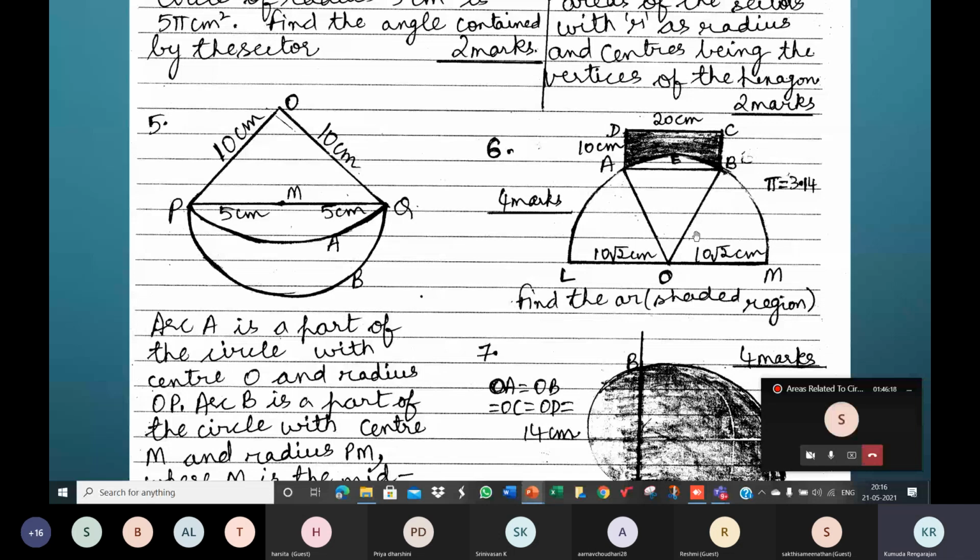OA is 10 root 2, OB is 10 root 2, AB is 20. Now, when you look at all three sides, AB is the longest side because its length is 20 centimeters. So we square it separately. All right, so by the converse of Pythagoras theorem, angle AOB is equal to 90 degrees. This is one way of doing it, children, but you also know trigonometry. We discussed that in the last class. Whenever you have to find a sector angle, please think of trigonometry.